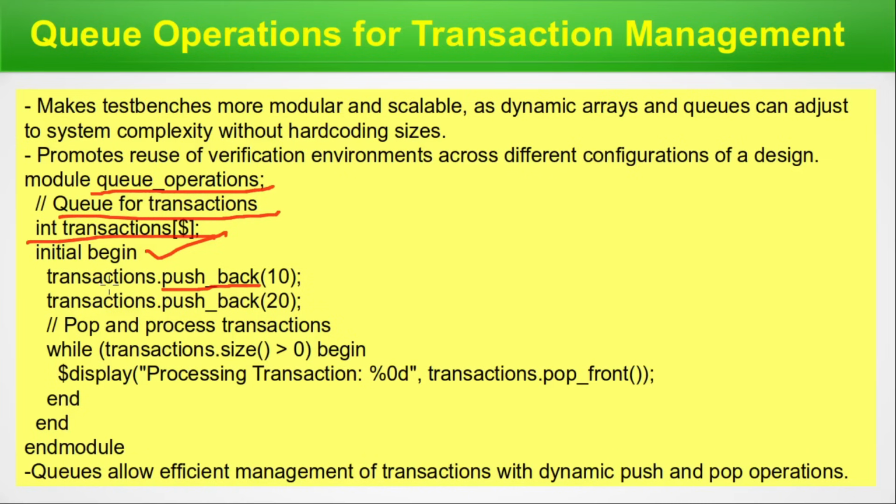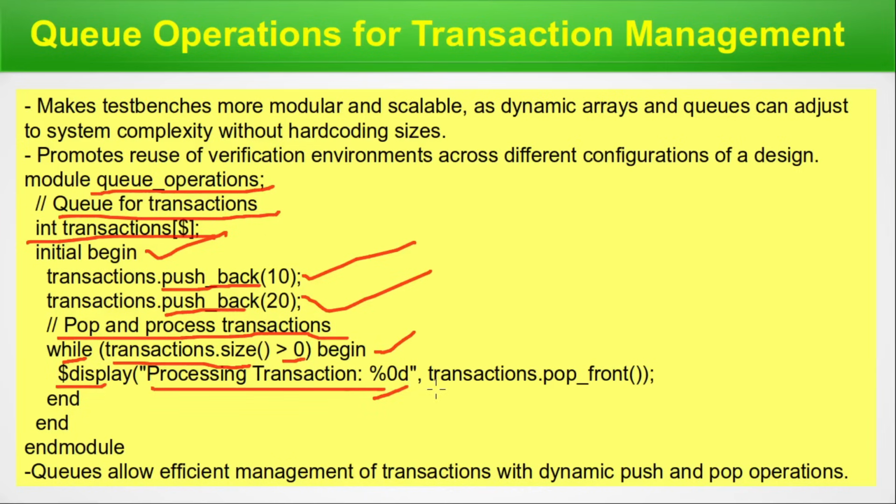One of them is push_back to push the data into the queue. Here we push back 10, and then we push back 20. And this is done. So we will do a while loop here to pop and process the transactions. We run the while loop on the transaction size greater than 0, and here we begin. We print using the display, "Processing transaction, this is %d", and here we pop out.